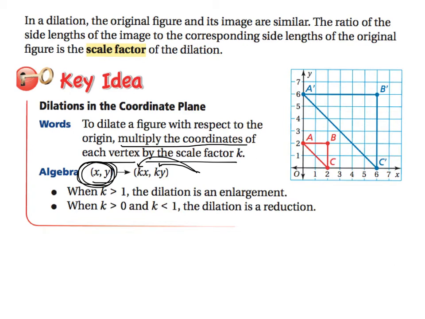Now, if the scale factor is greater than 1, let's use common sense here. If you're multiplying by a number bigger than 1, the dilation is going to be an enlargement. Now, if it's between 0 and 1, a fraction, it's less than 1 but bigger than 0. It's a reduction because you're getting smaller.